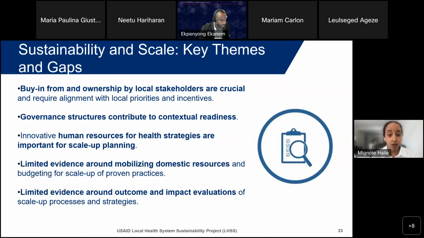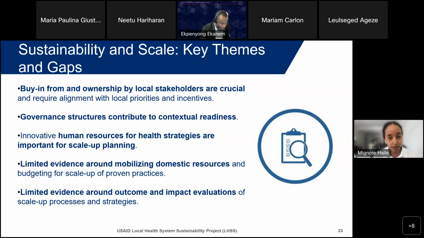There were also several articles that discussed the importance of contextual readiness as a consideration for scale up. Relatedly, there was a lot of discussion around governance and different governance structures that need to be part of the planning for sustainability and scale. Another health system function that came out strongly is also human resources for health, especially in the context of availability and capacity when, again, planning for scale.